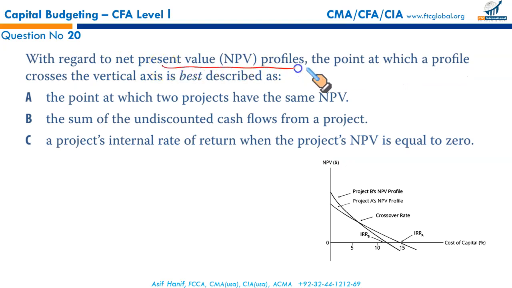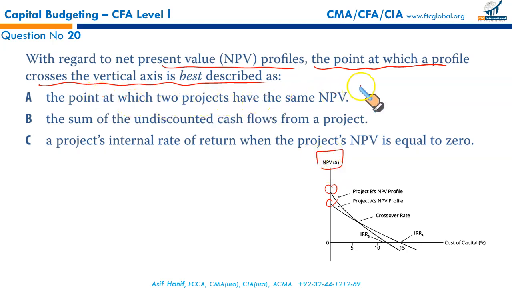With regard to net present value profiles, the point at which the profile crosses the vertical axis shows what? It shows NPV. The point at which 2 projects have the same NPV, no, that's the crossover rate. The sum of the undiscounted cash flows, because on the x-axis we have the cost of capital, right? If the discount rate is 0, what does it mean? We are simply adding up all the cash flows. So when the curve cuts the y-axis, this point shows simply the sum of undiscounted cash flows from the project, because the discount rate has been used as 0.